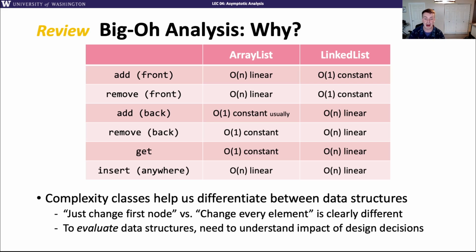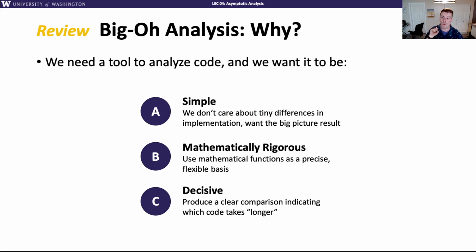And in order to evaluate data structures, we need to understand the impact of our design decisions, knowing when I use this data structure, when is it going to excel, and when might it be slow. Okay? And so this big O analysis is supposed to be a tool to help us make these decisions, and we want that tool to be rigorous. Now, let me mention that this algorithmic analysis that we're going to be doing today is just one tool. There are many possible tools you could use, and this is just taking one perspective.